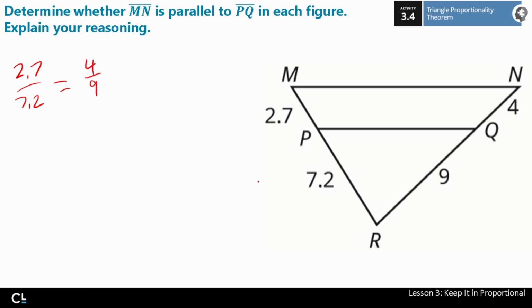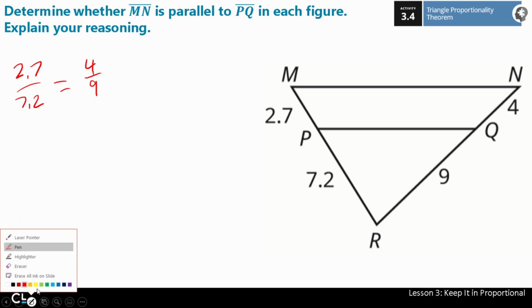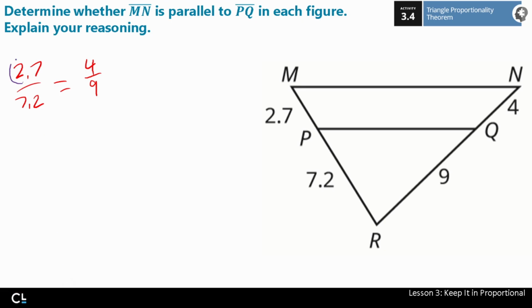And what I like to do is just cross multiply. If both your sides end up equaling the same thing, then you are good to go, right? That means they're proportional, right? So we go 2.7 times 9. Once again, get out the calculator, and all we got to do is multiply. 2.7 times 9. We get 24.3.